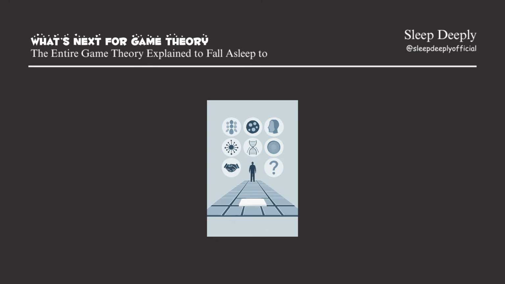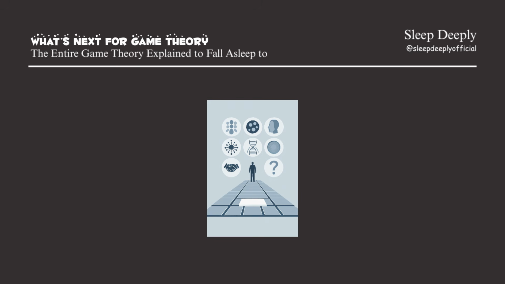Game theory began with a simple goal: to understand how people make decisions when their outcomes depend on others. Over time, that purpose has expanded far beyond economics and strategy. Today, it's becoming a core part of how machines learn, how governments plan, and how complex systems adapt. The real question now isn't where game theory came from, it's where it's going.